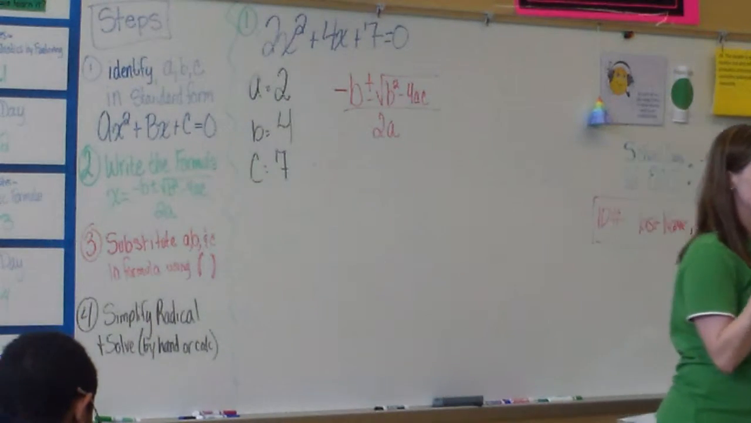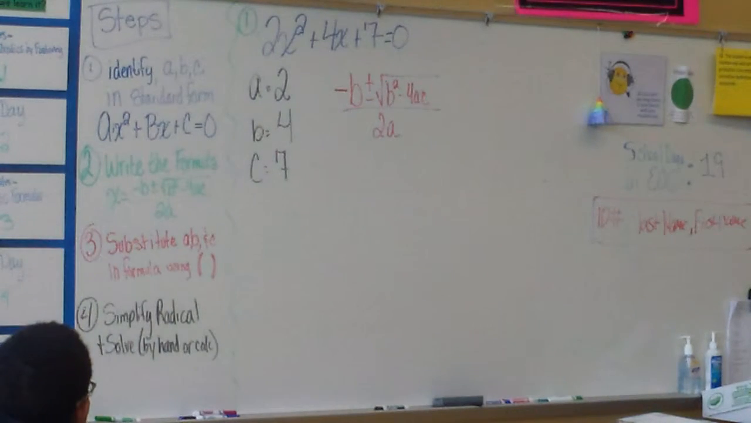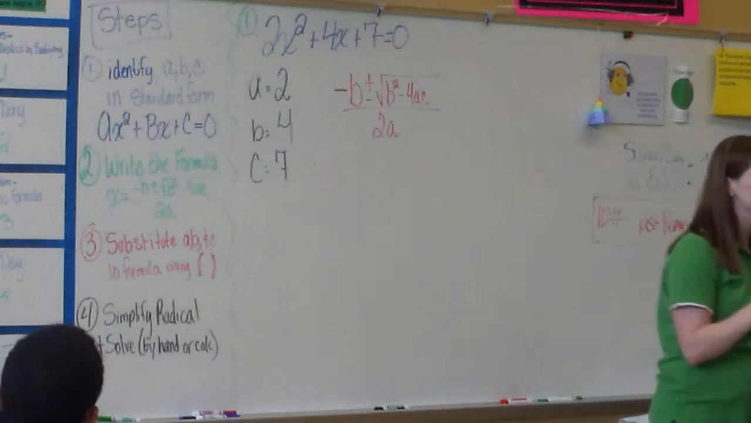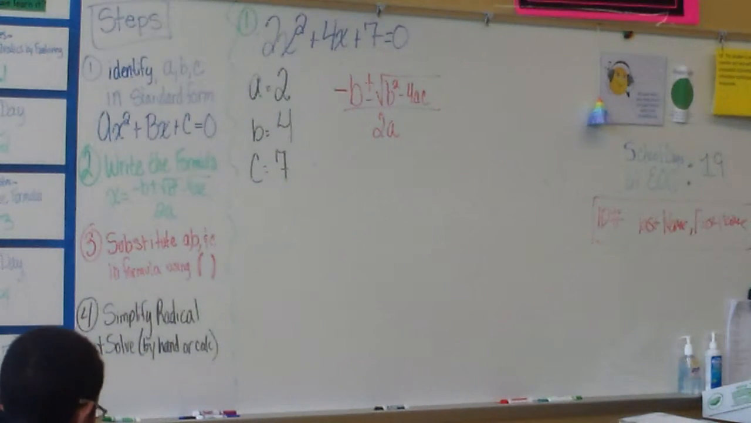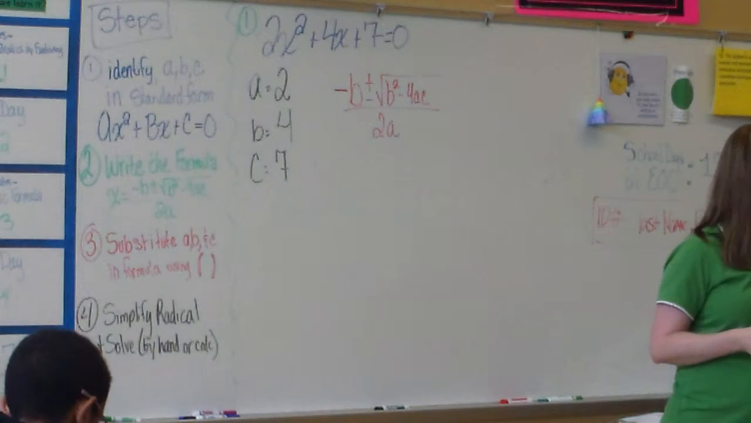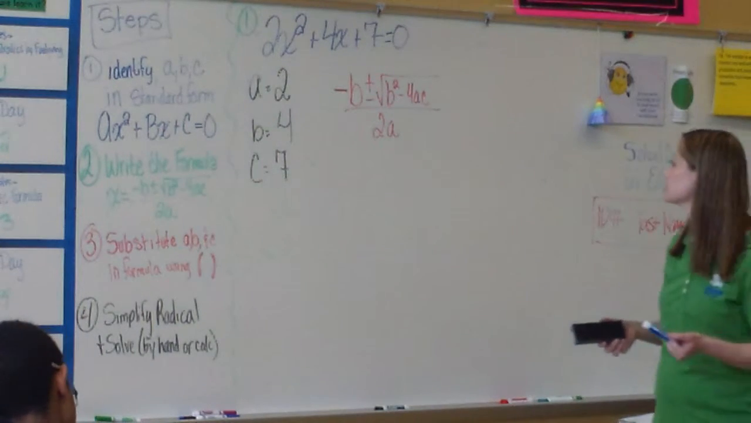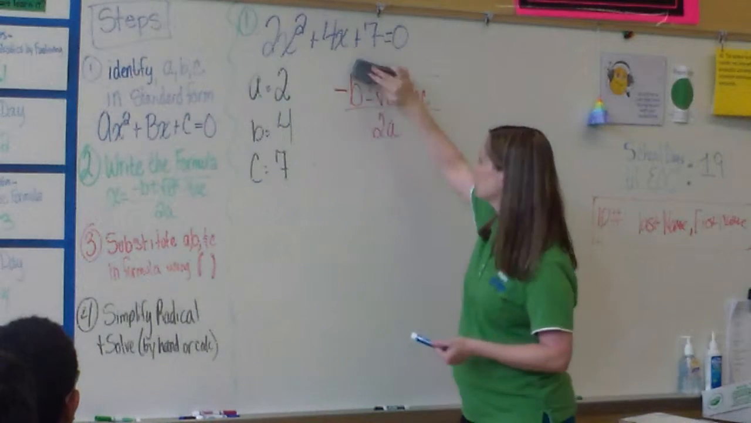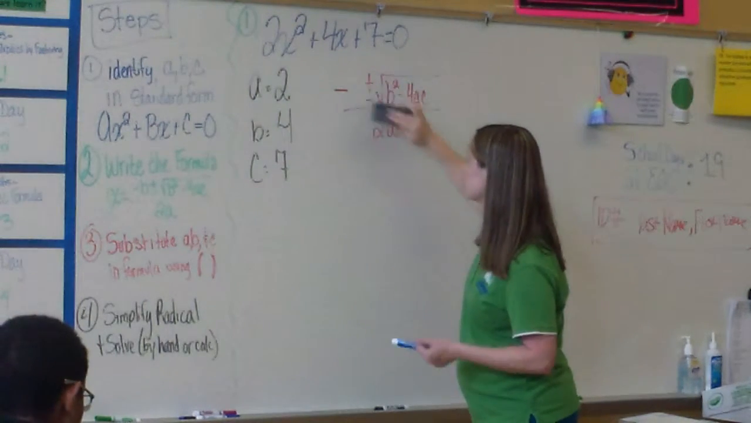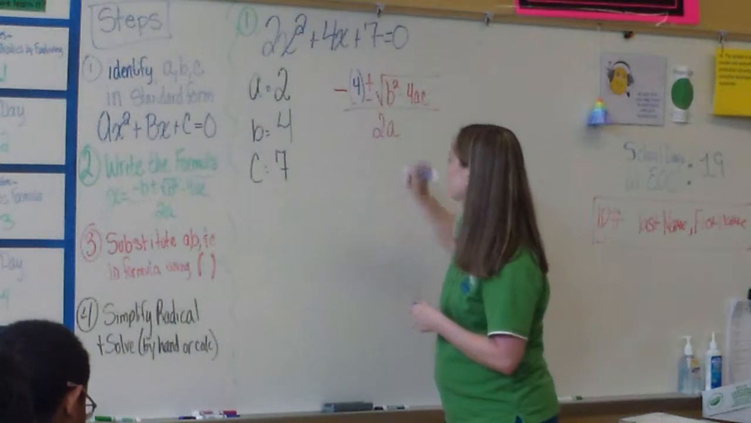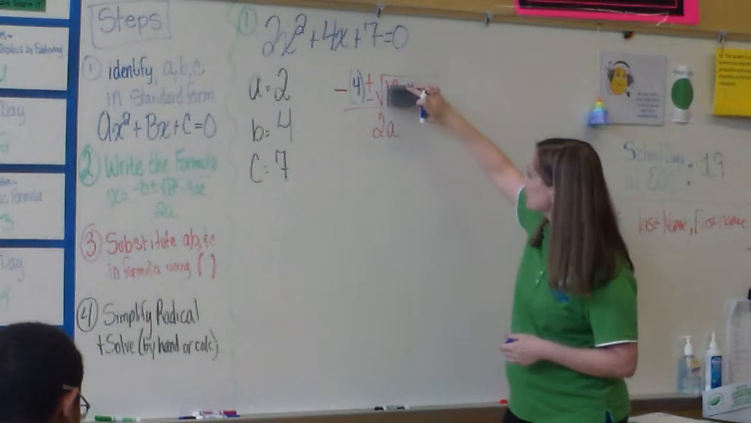Now, I like doing it with dry erase marker because now I can go erase. I'm going to replace each letter with its value using parentheses. Put those parentheses in there. That's key because you may end up with double negatives. You may end up with negatives that have an exponent. Use those parentheses. So what is b? 4. So I'm going to erase this b. I'm not going to touch the negative. Parenthesis 4.